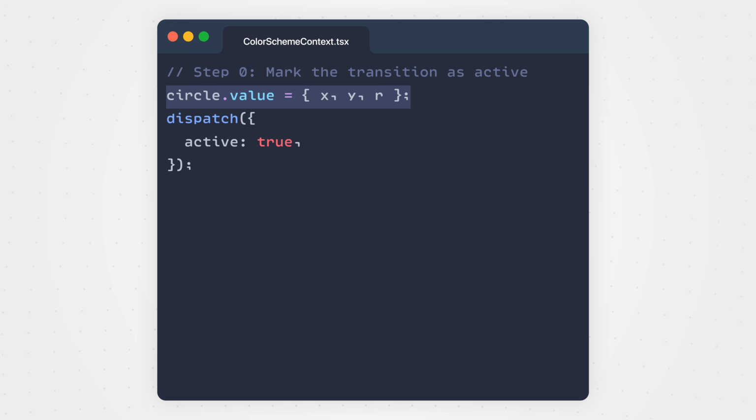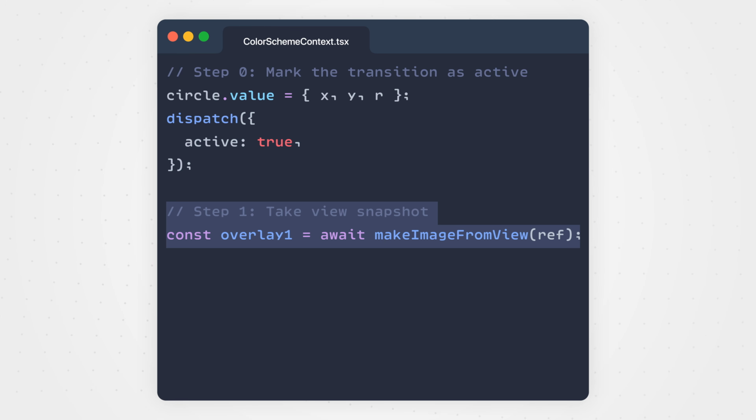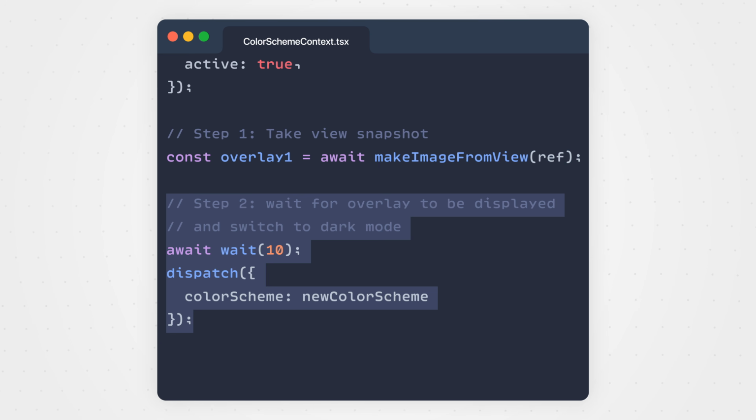Step 0, we get from the gesture handler the position where we need to transition the circle and mark the transition as active. Step 1, we take the snapshot of the current view. Step 2, we need to make sure that the overlay has been rendered and switch to dark mode. Here, because the rendering is done synchronously on the JavaScript thread, it doesn't matter how long the render is going to take, because we're only going to get back into the toggle function when the rendering is done.